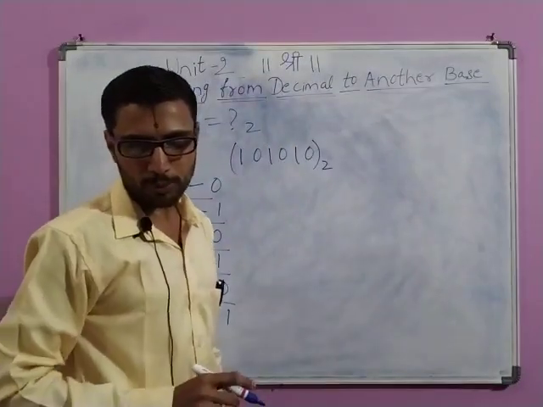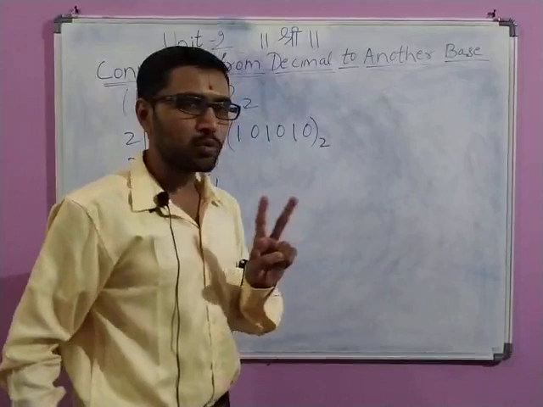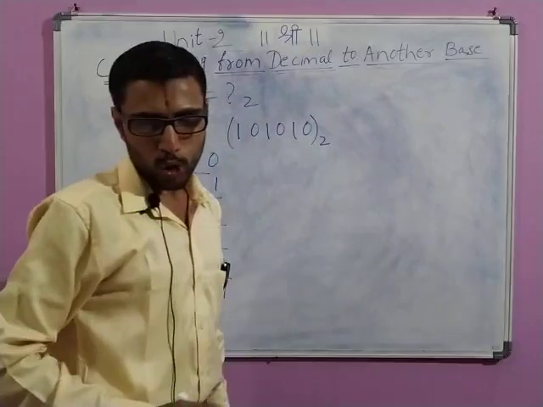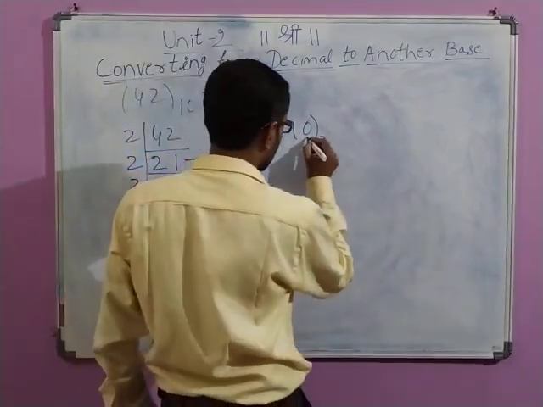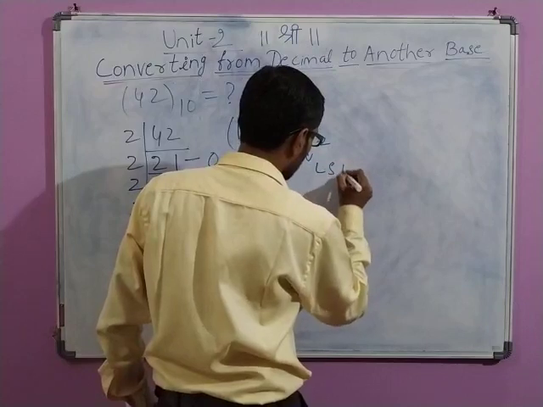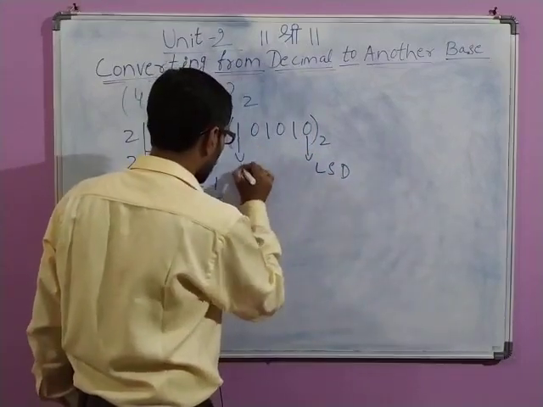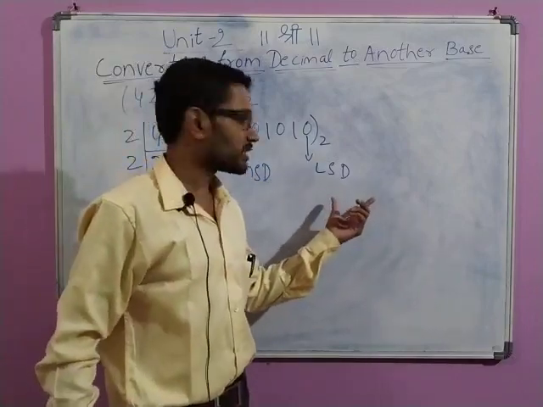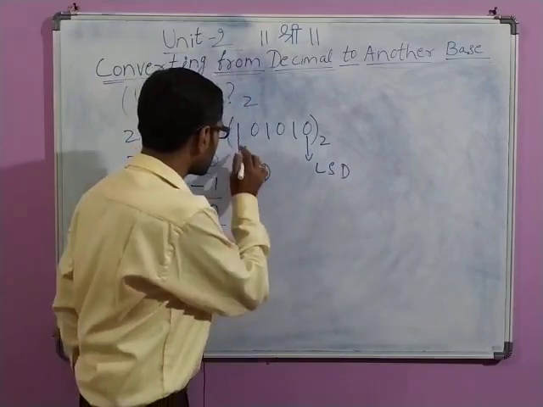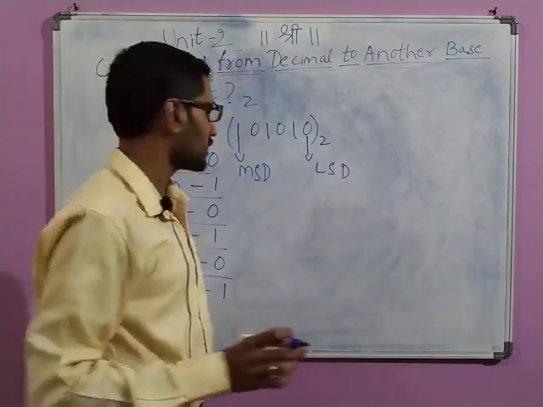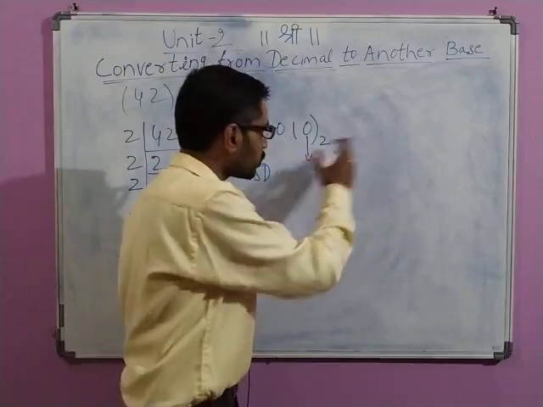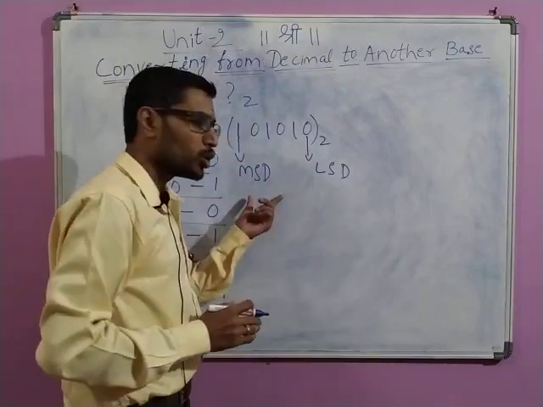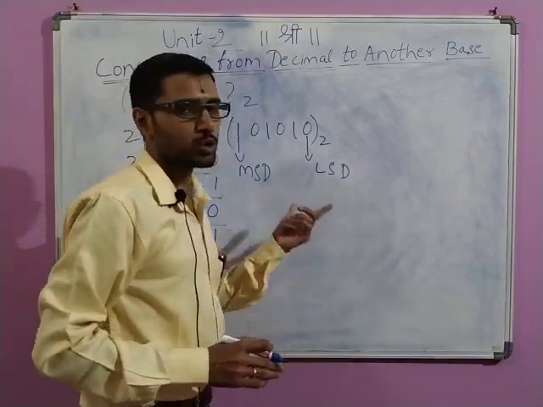And one more important point we need to remember: we have two digits here, the rightmost digit and the leftmost digit, which we also call the LSD and the MSD. LSD stands for the least significant digit and MSD stands for the most significant digit. That is, your rightmost digit is called the least significant digit and your leftmost digit is called the most significant digit. This also you need to remember.